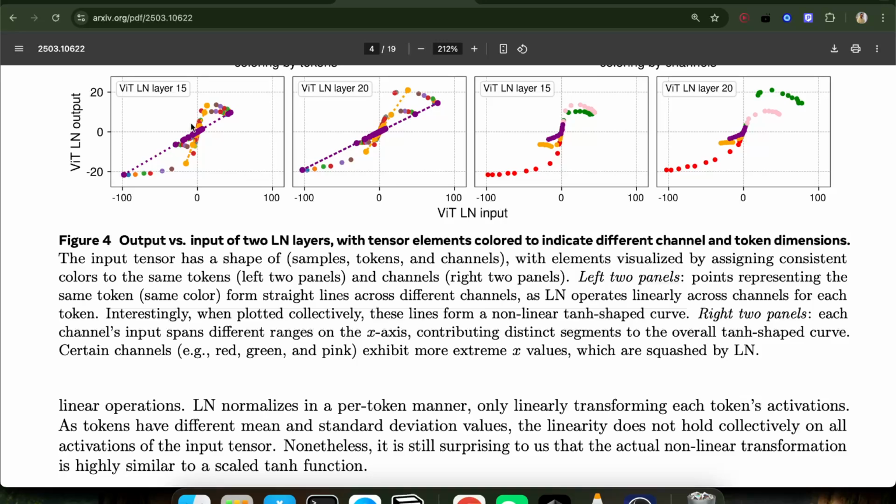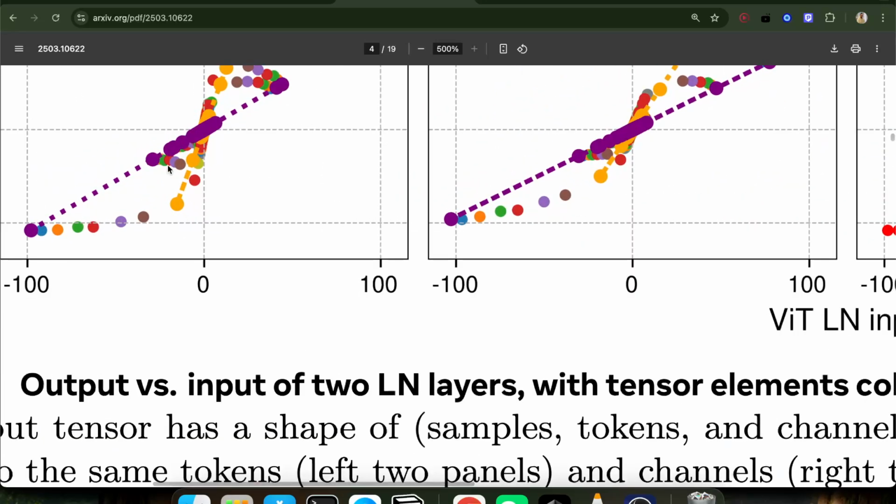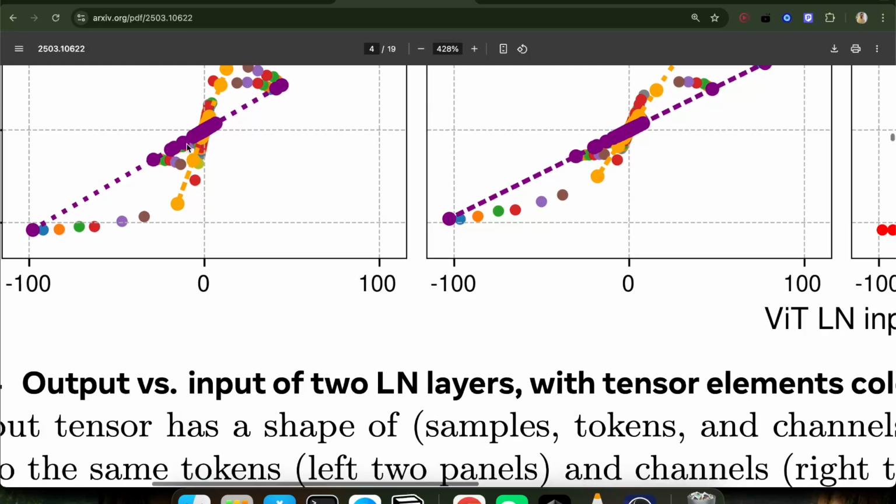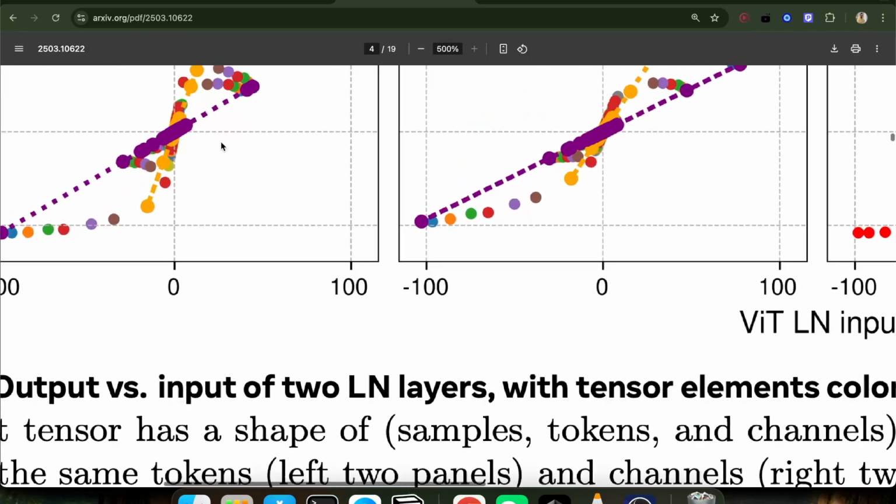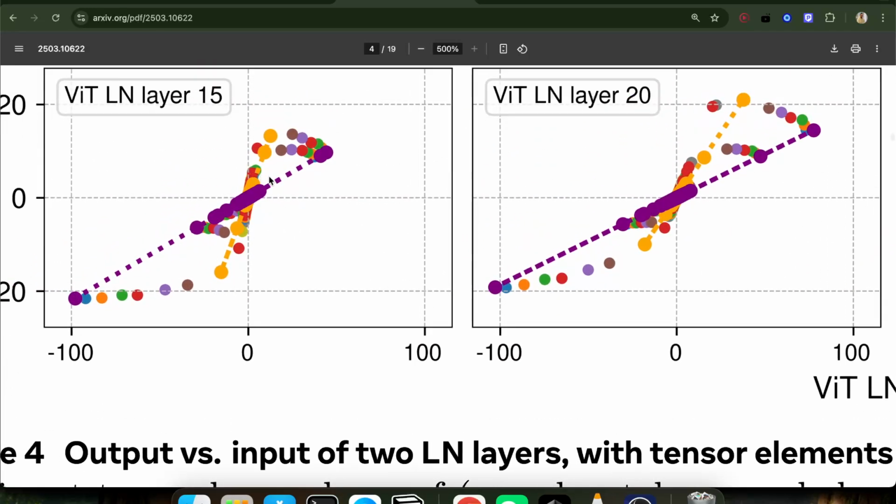So on the left plane, as I said, each color is from the same token, so they are linear because layer normalization is linear. But interestingly, what they find is that if you plot these linear transformations for a bunch of tokens, they form an S-curve.